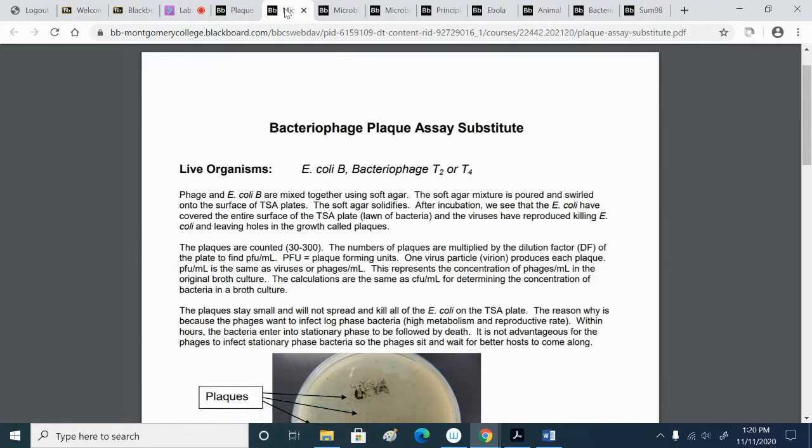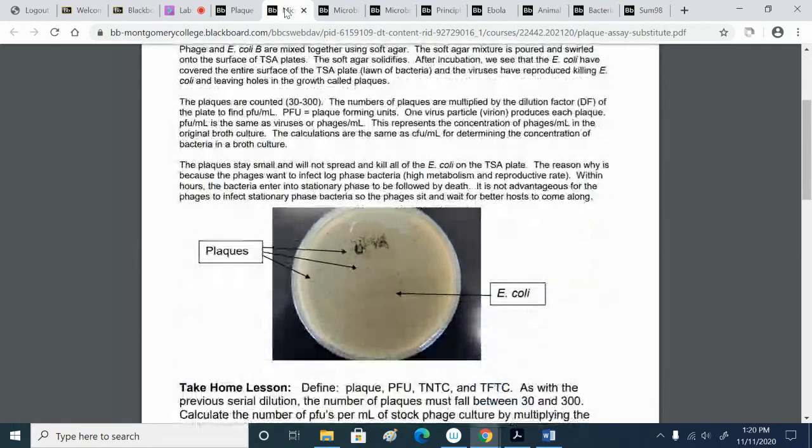So here we see an example of one of our plates. You notice that there are holes in the growth, right? The E. coli is kind of a tan color, and then the grayish holes are the plaques. So we're actually going to count them. Now, the plaques are full of virus, right? Because all the cells have been killed.